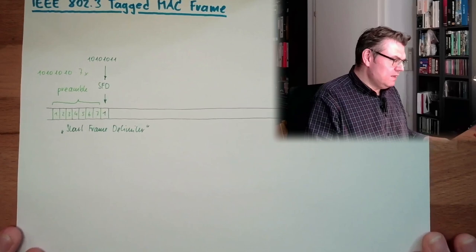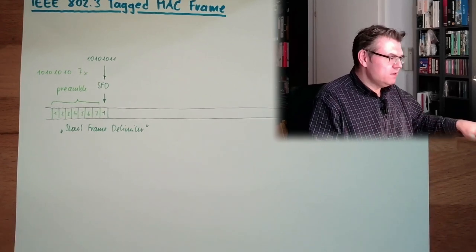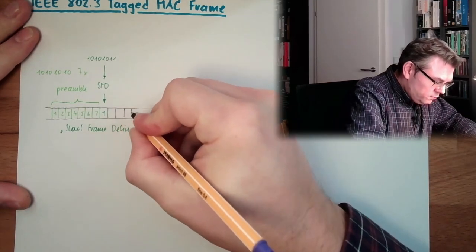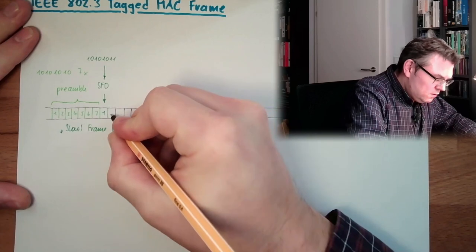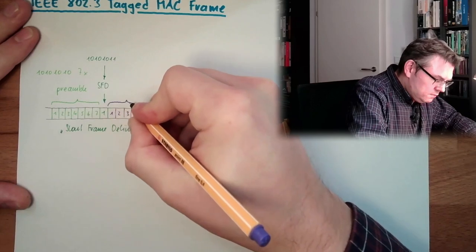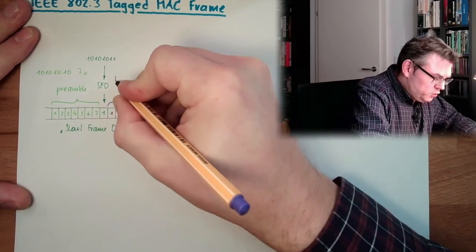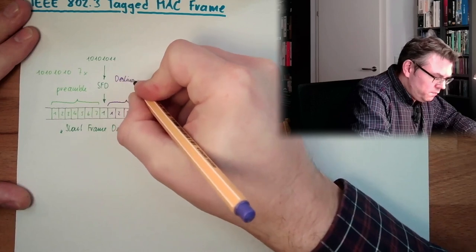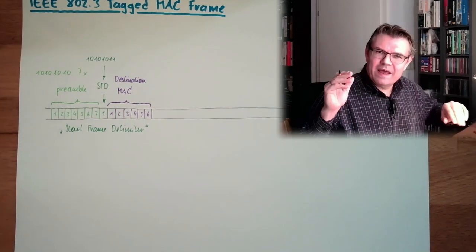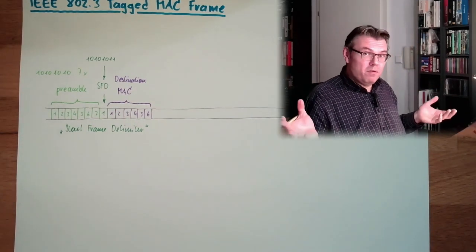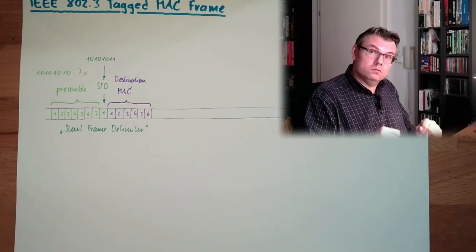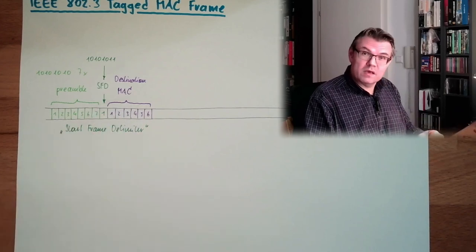Then there is the destination MAC address. A MAC address consists of 6 bytes: 1, 2, 3, 4, 5, 6. This is the destination. This is the address of the member, or the number of the member, which this packet goes to, right? So this is the destination MAC address.